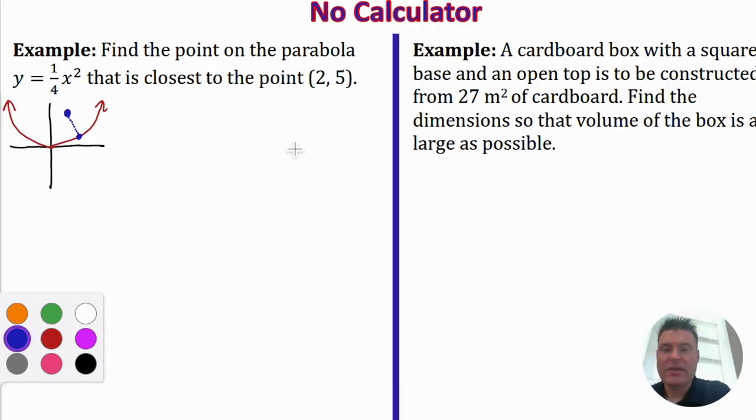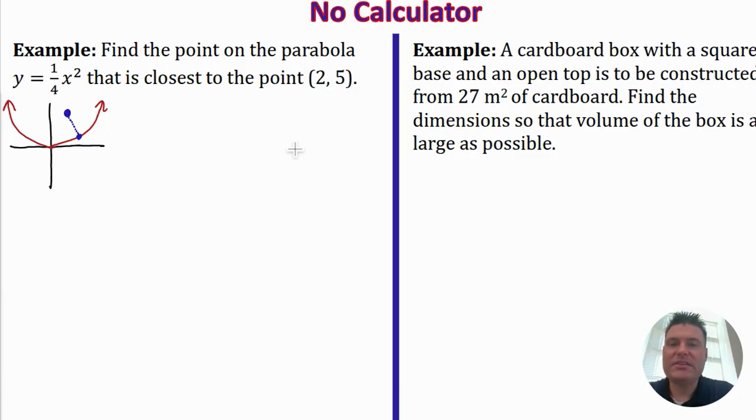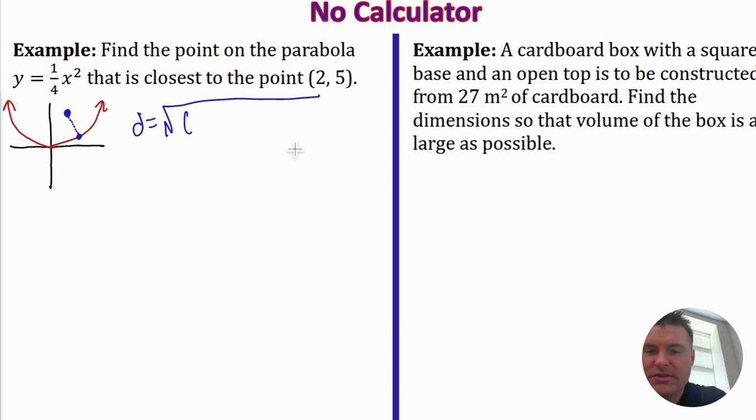So how do we know to do that? Well, we need to use the distance formula. The distance formula that I use in calculus is slightly different than the distance formula you probably used in geometry. So the distance is the square root of (x minus x1) squared plus (y minus y1) squared. So I'm already defining x as a variable and y as a variable.